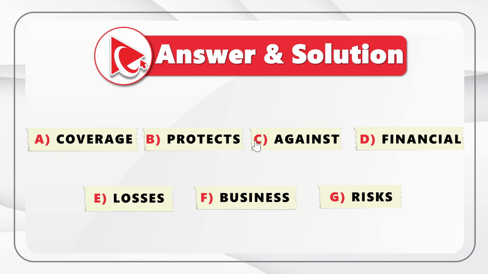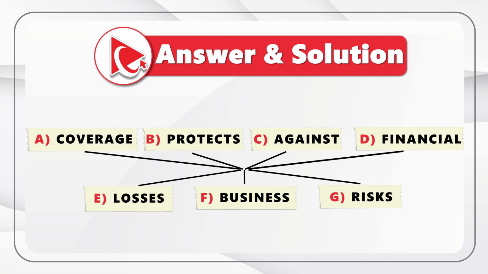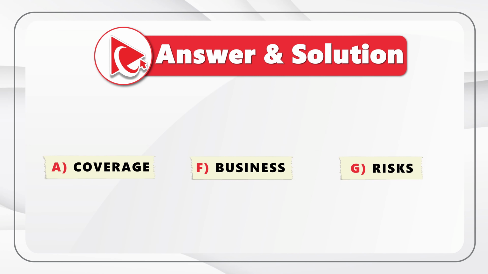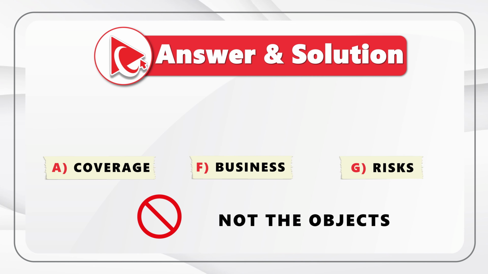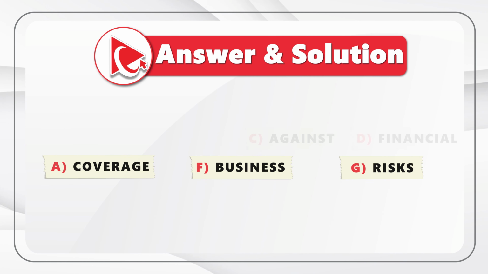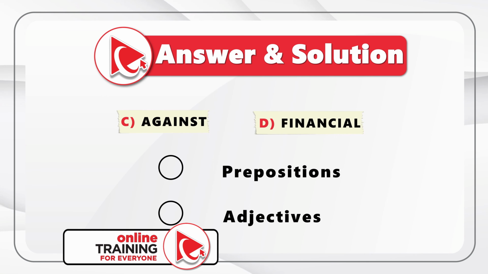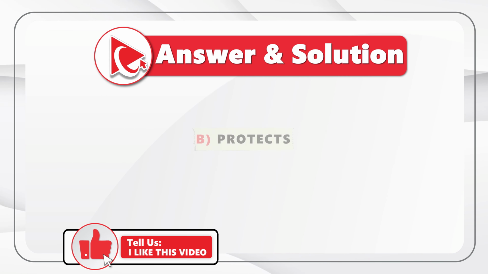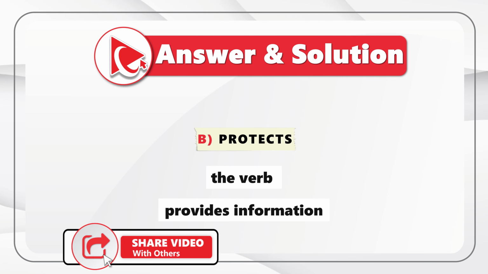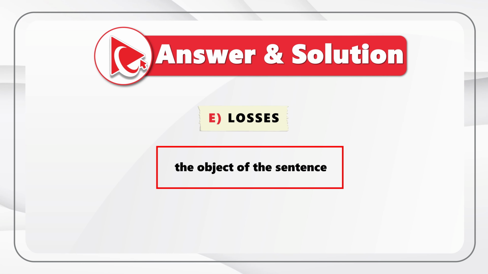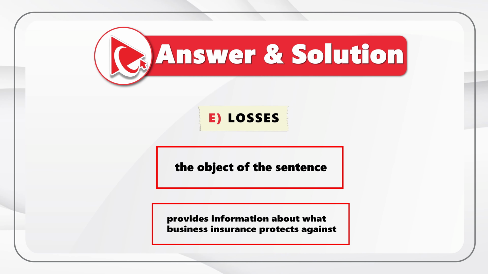To get to the correct answer, let's look at each word in this sentence to determine the meaning of the word and how to use it the correct way. We start with the words coverage, business, and risks. These are not the objects of the sentence. We also look at the against and financial. These are prepositions and adjectives. The word protects is the verb and it provides valuable information in the sentence. The word losses is the object of the sentence and it provides information about what business insurance protects against.